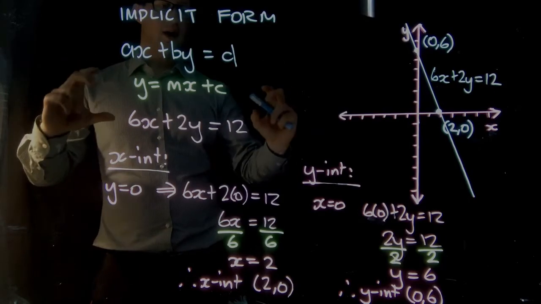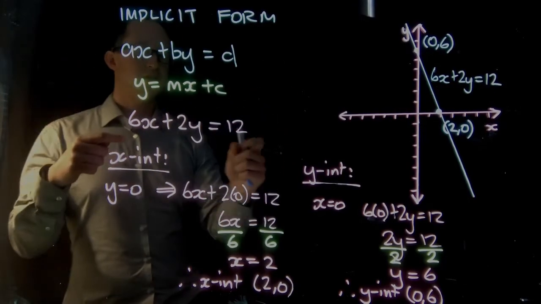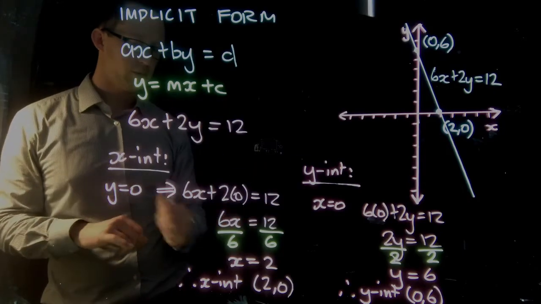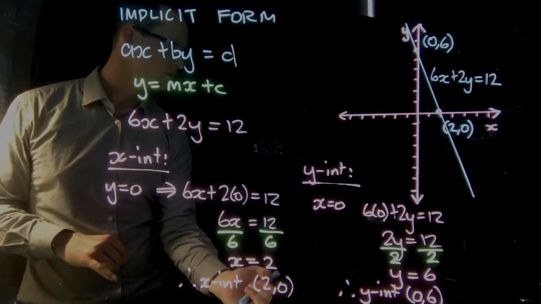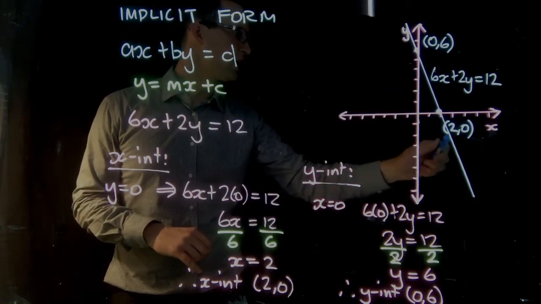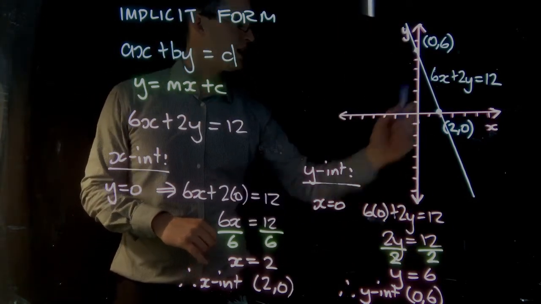So we've taken our equation that's in implicit form. Because it doesn't have a gradient and a y-intercept, we've looked at finding 2 other points that we can plot. We found an x-intercept, 2, 0. We found a y-intercept, 0, 6. We've plotted our points and then sketched our line and labelled it.